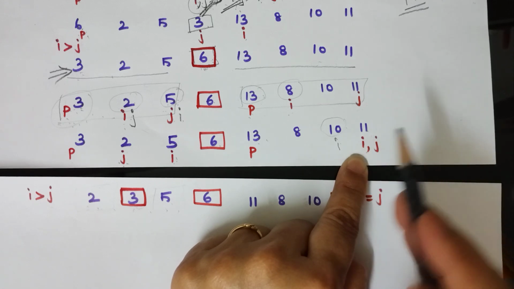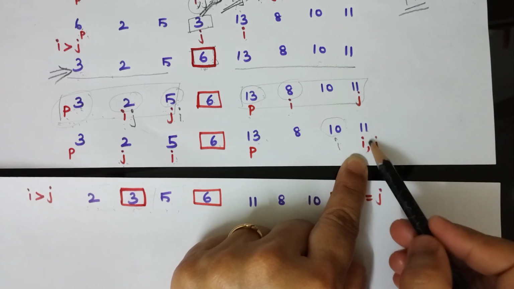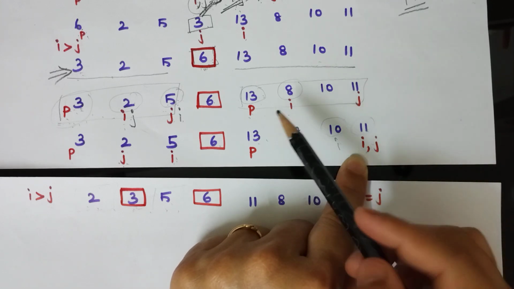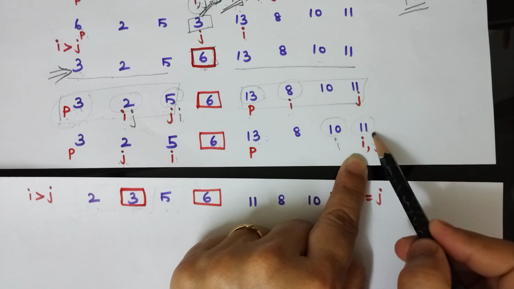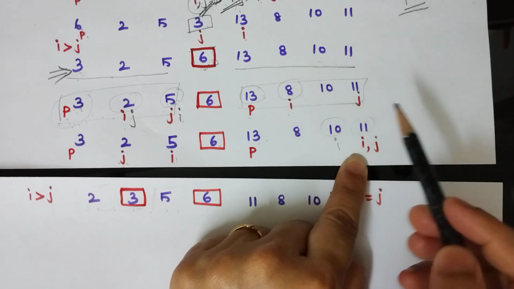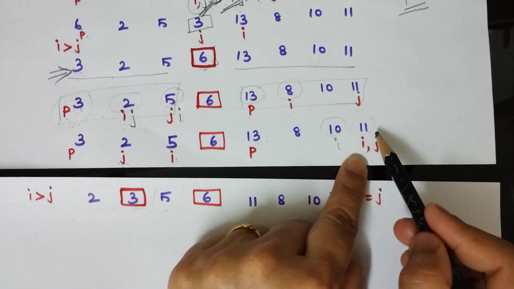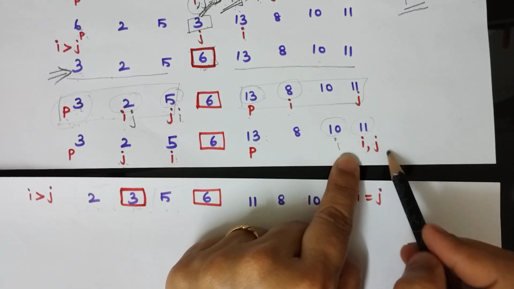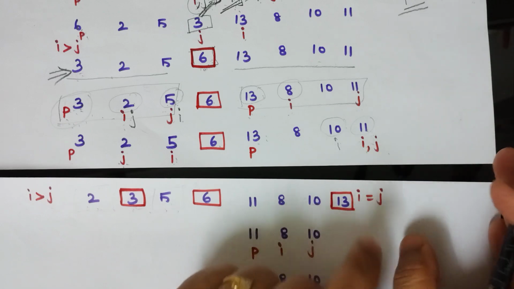Now stop i. Then go for j. What is the condition for j? This j value, that is a of j, should be greater than the pivot element. But here it is lesser than the pivot element. So you are not going to decrement the value of j. You need to keep the position of j as it is. You are not going to change the position.